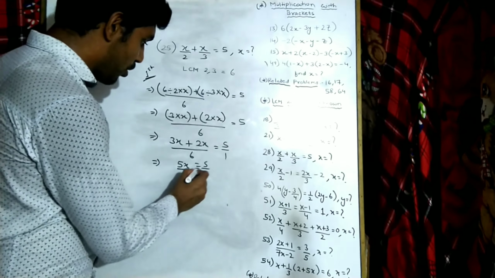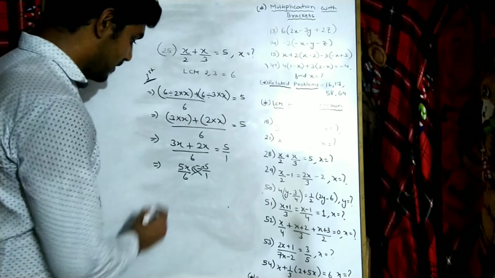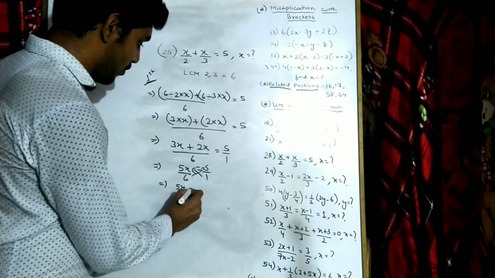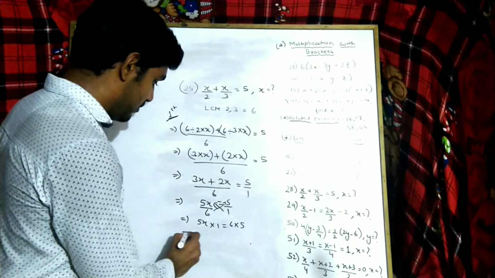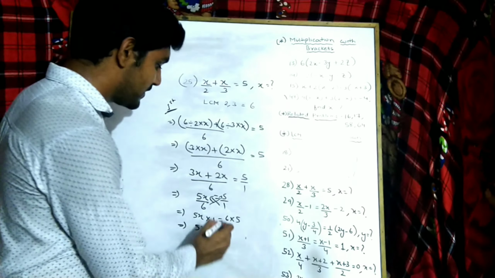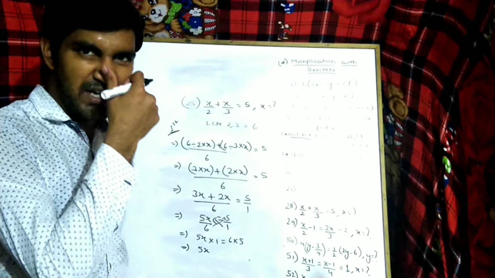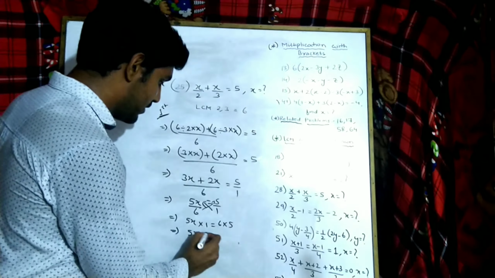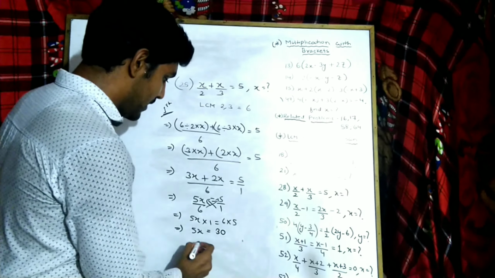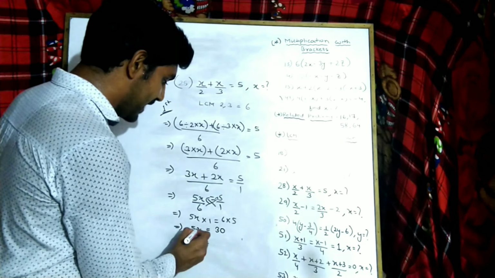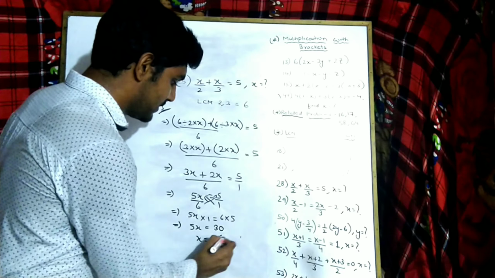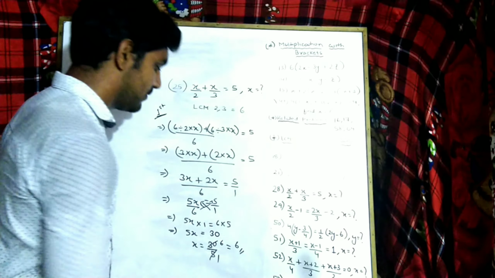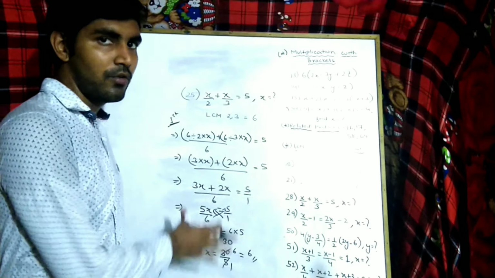Now do cross multiplication. So 5x into 1 is equal to 6 into 5. Anything you multiply with 1 comes the same only. So 5x is equal to 6 into 5, 30. Now x is equal to 30 by 5, because the multiplication on this side becomes division on that side. It becomes 6. Clear? This is the first method of how to solve.